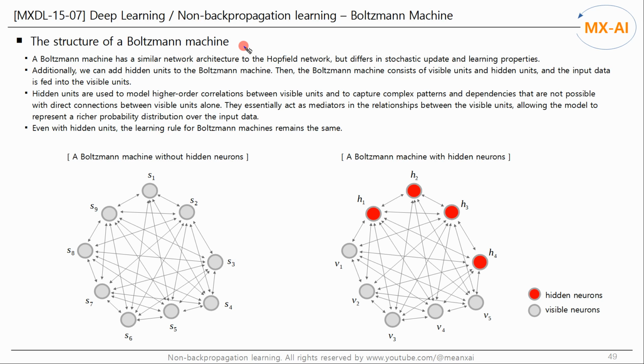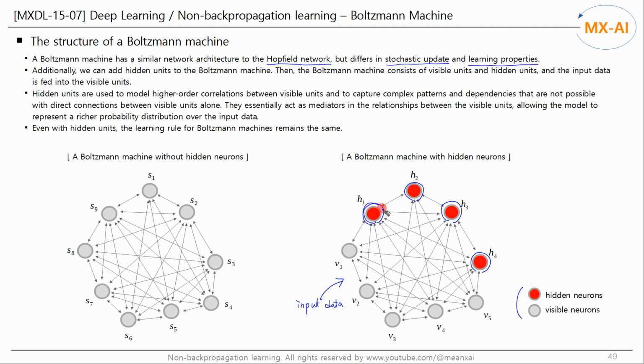Now let's look at the structure of a Boltzmann machine. A Boltzmann machine has a similar network architecture to the Hopfield network, but differs in stochastic update and learning properties. Additionally, we can add hidden units to the Boltzmann machine. Then, the Boltzmann machine consists of visible units and hidden units, and the input data is fed into the visible units.